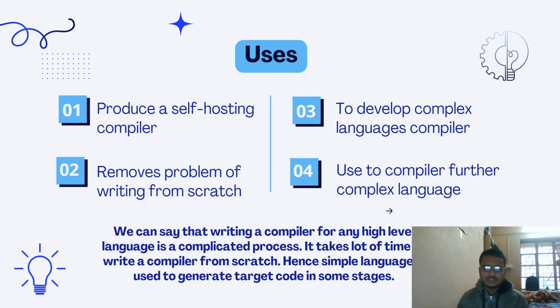Now, there's a text written over here that says writing the compiler for any language is a complicated process. It takes a lot of time, and hence a simple language is used to generate target code in some stages. Basically, that's what I explained, that if you need to convert a complex language, it will be complicated. So we are using an intermediate language to convert it to the target language. That is nothing but the use case of bootstrapping.